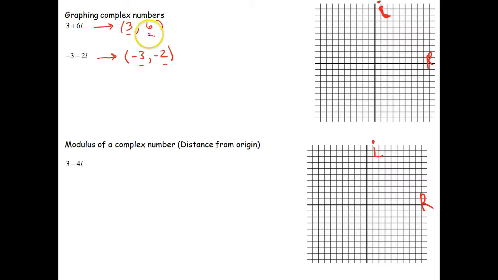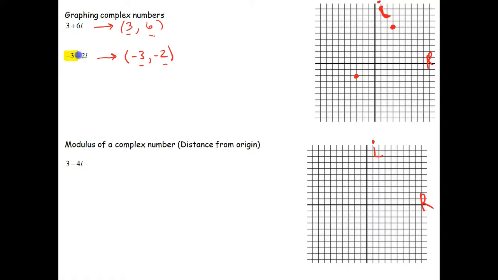So if I'm going to graph 3, 6, I'm going to go over 3 and then up 1, 2, 3, 4, 5, 6. And there is my complex number 3 plus 6i. And then -3, -2 would be over 3, 1, -1, -2, -3. And then -1, -2. So it would be right there.